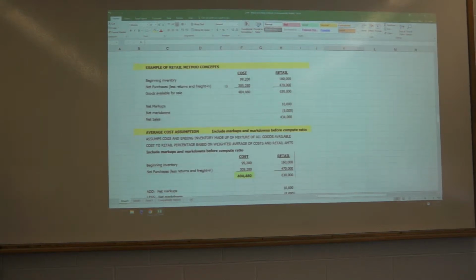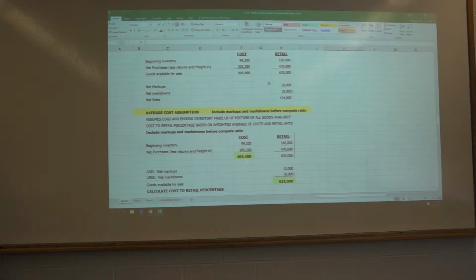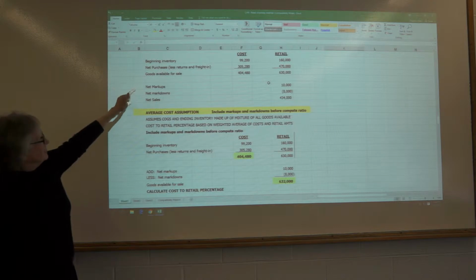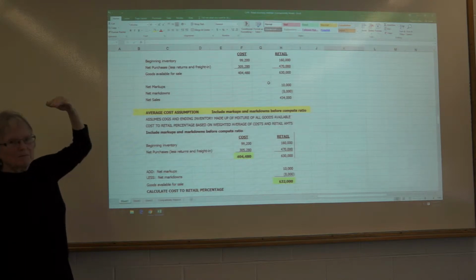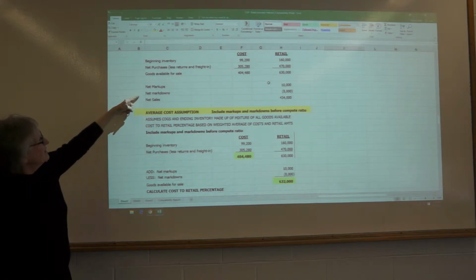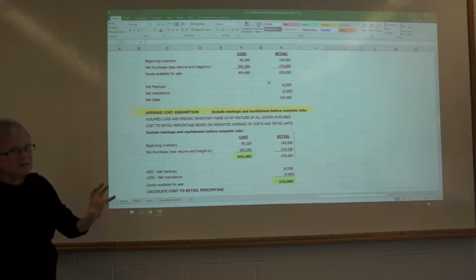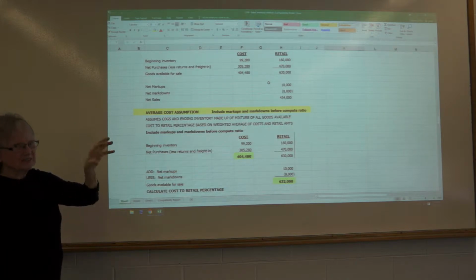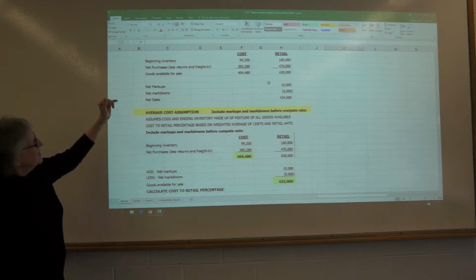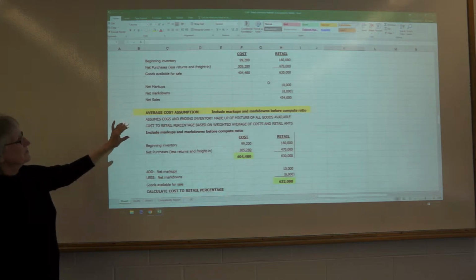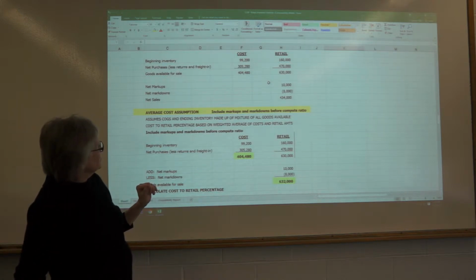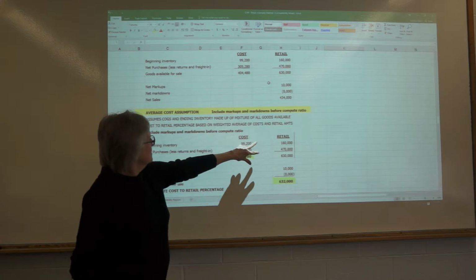So here we've got our beginning inventory at cost and retail, purchases and goods available for sale, and then to add the complications, we've got net markups, which means markups less markup cancellations. We've got net markdowns, which are minus your markdowns plus your markdown cancellations. And then they're given the net sales for the period. Okay, so if we're using the average cost assumption, we're going to include both the markups and the markdowns before we calculate the percentage. So here's our cost data, here's our retail.